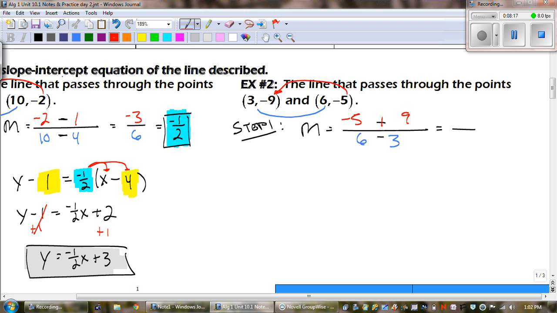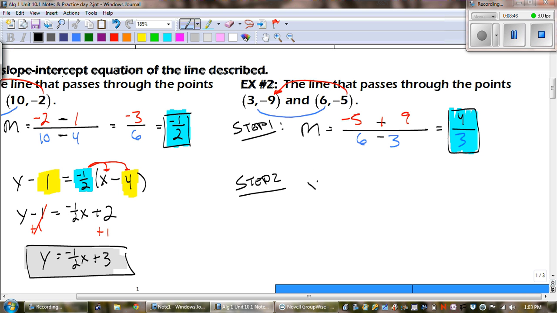Okay, so the top, negative 5 plus 9 gives us 4. And then 6 minus 3 is 3. Can I simplify that at all? No. So, perfect. We found our slope. And now we're going to do step 2, which is plugging into point slope.